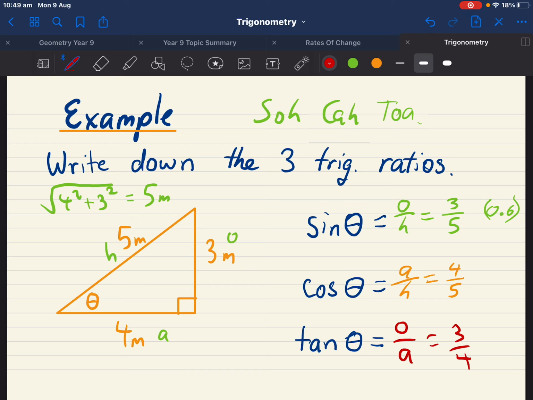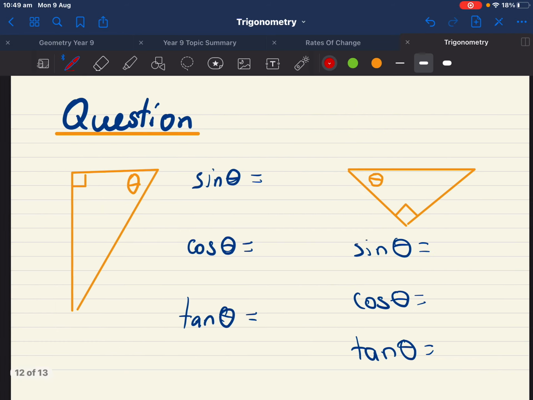So pause the video, have this example, copy it into your book so you've got it all there. Once it's done, nice and neat, play the video and we'll finish off this second lesson.